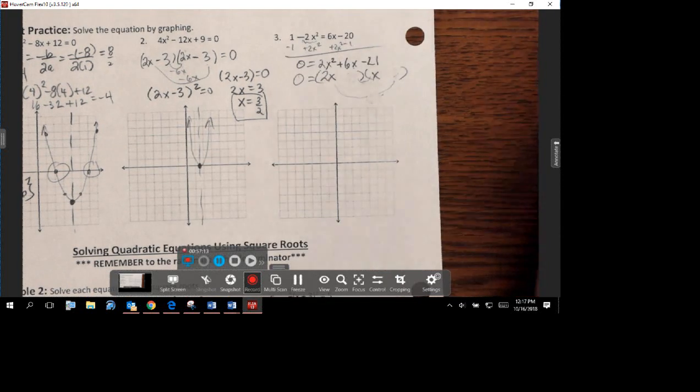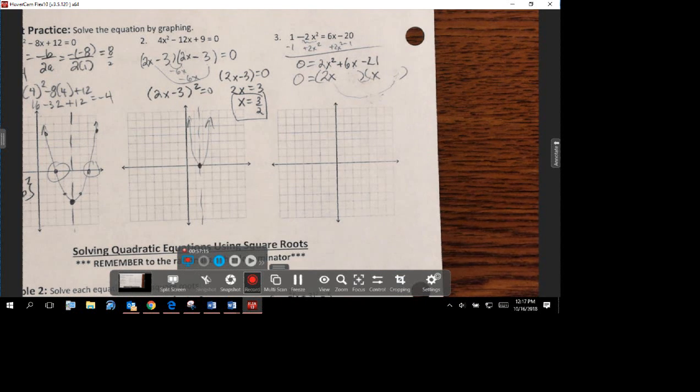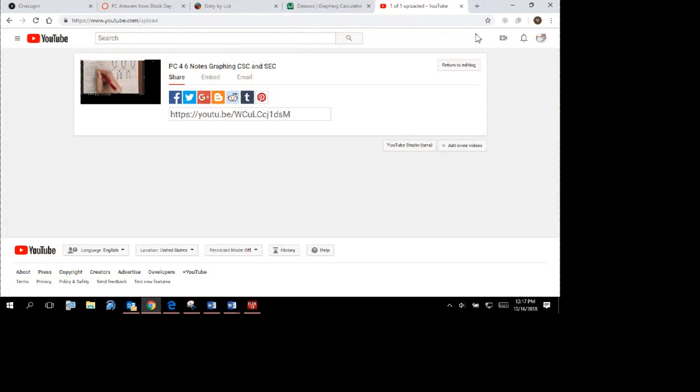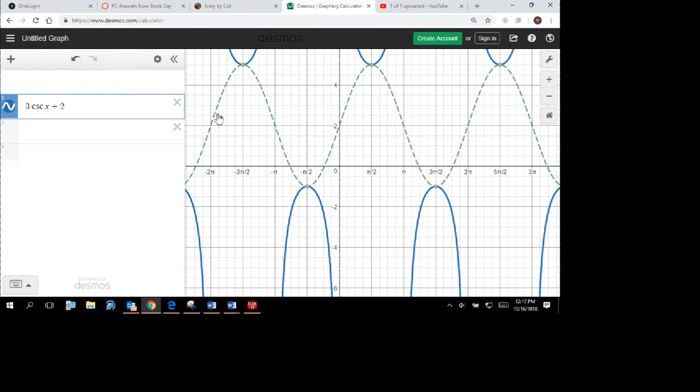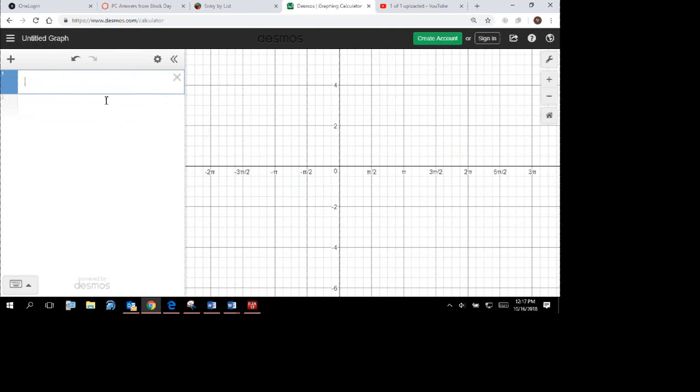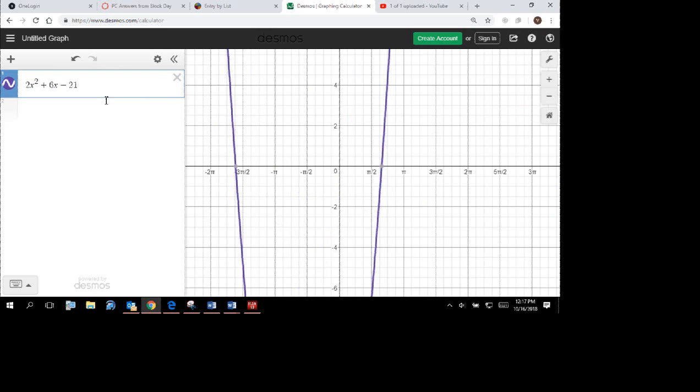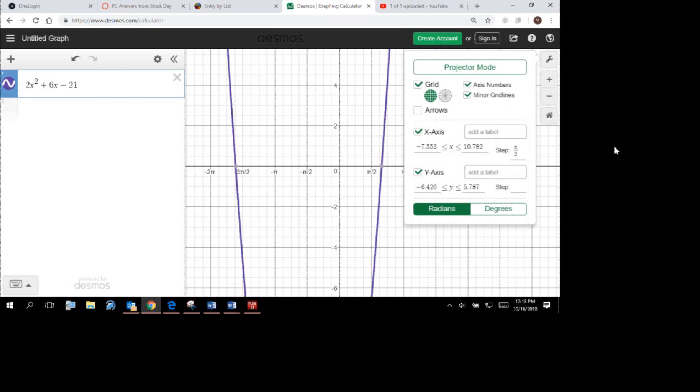Did I give you one that's not factorable? Okay. It was 2x squared plus 6x minus 21. What? Oh, let me change this. I was using this in pre-calc.